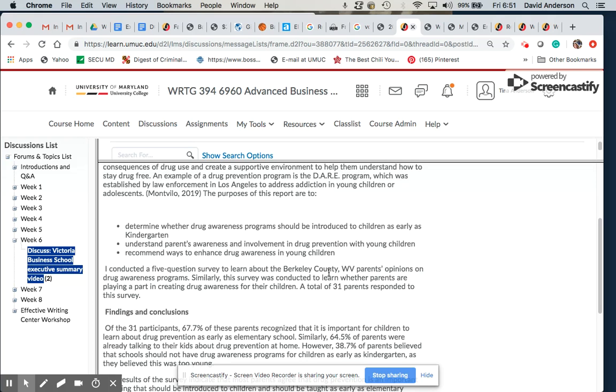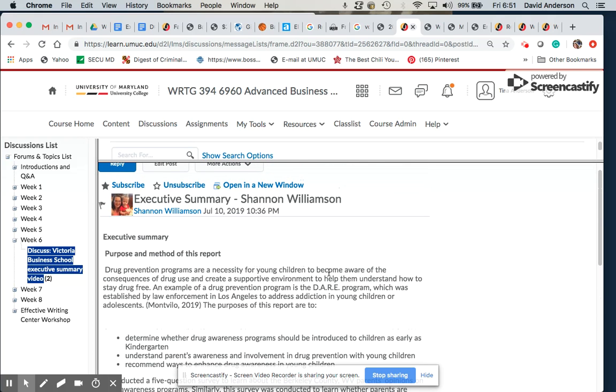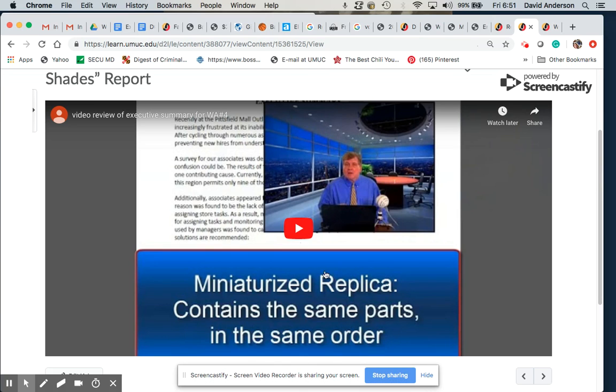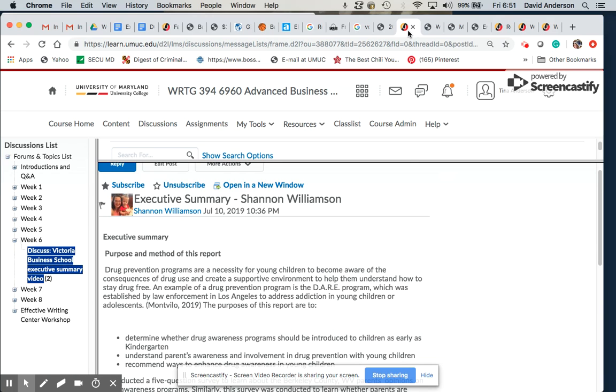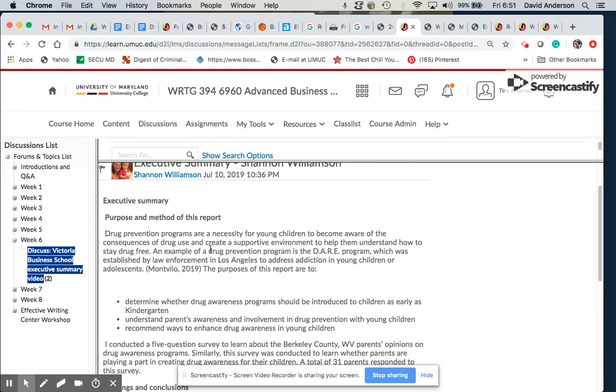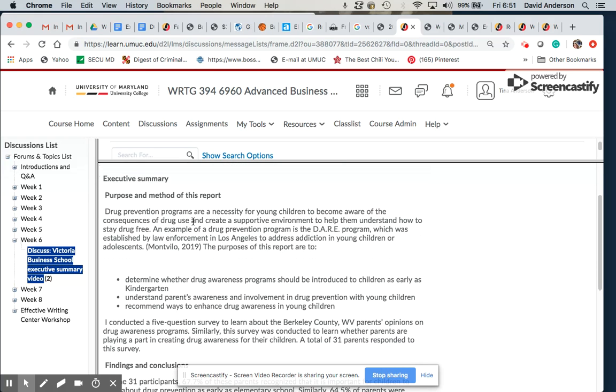So your executive summary should set the tone for the rest of your paper. Remember, it's a miniaturized replica of your paper, so the format should flow just the same. Let's take a look at what we have here. It gives us a definition of what these programs are, but it doesn't tell us the problem. Make sure that first paragraph sets the tone and problem.